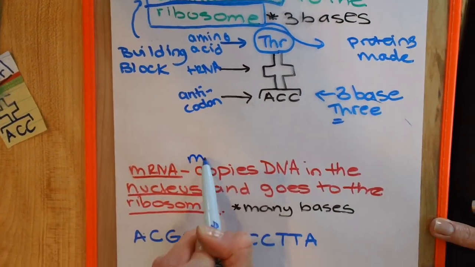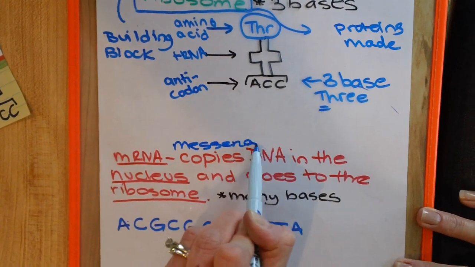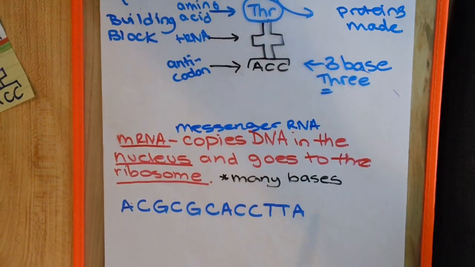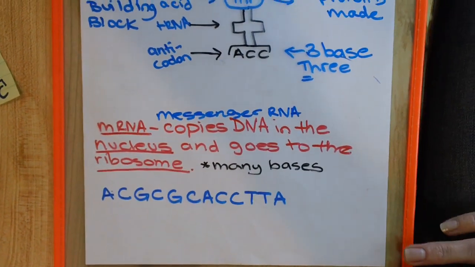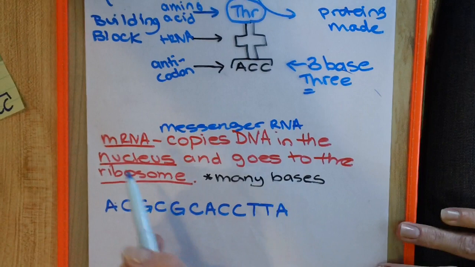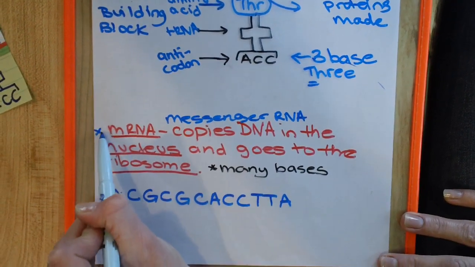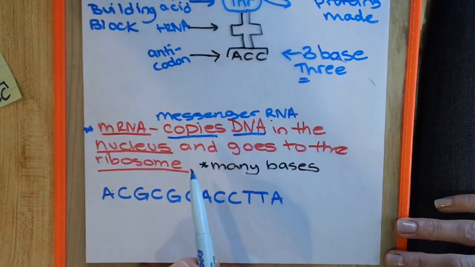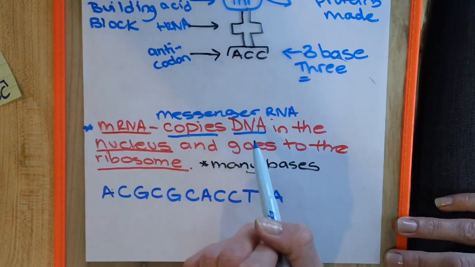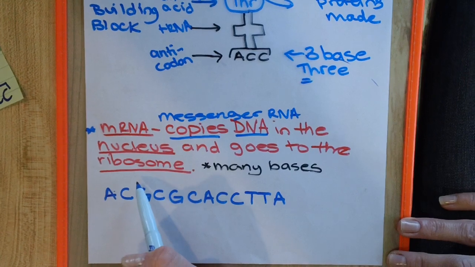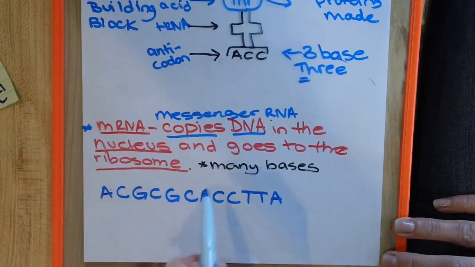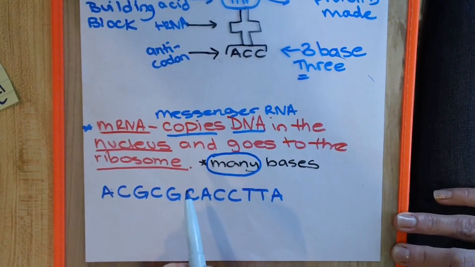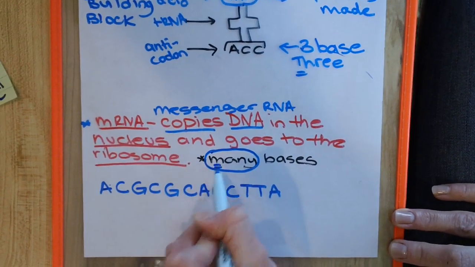The other type of RNA is called mRNA. And this is messenger RNA. Now, as you learned from DNA exploration activity, DNA is such an important molecule that it can't leave the nucleus. So mRNA is its best buddy. It comes over and copies DNA. It gets all the information from DNA and takes that information and goes to the ribosomes. Now, if you notice, mRNA has many bases because it's copying DNA, which has many bases.